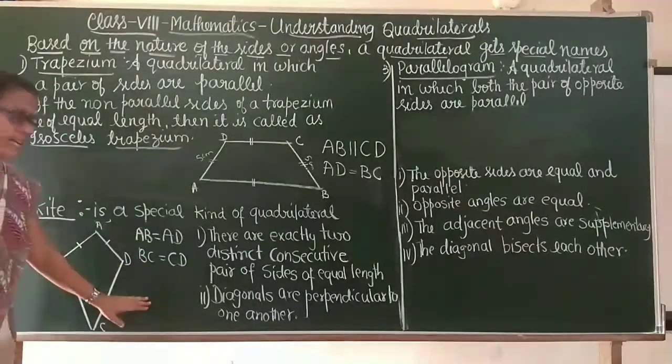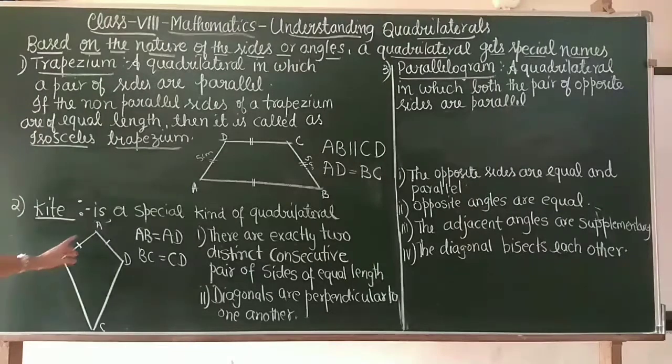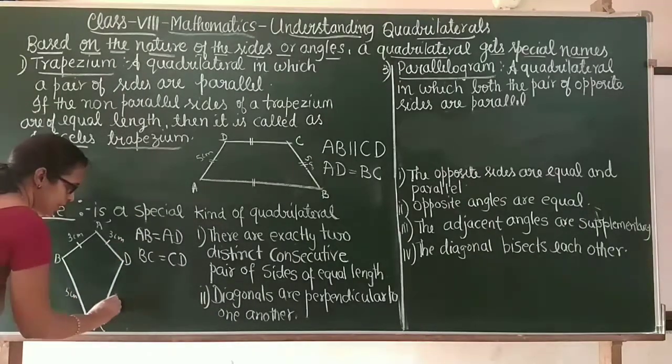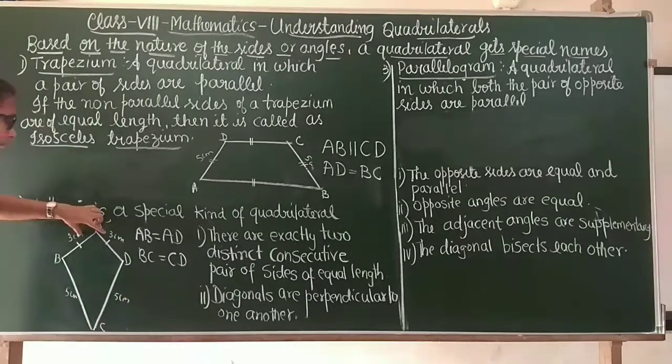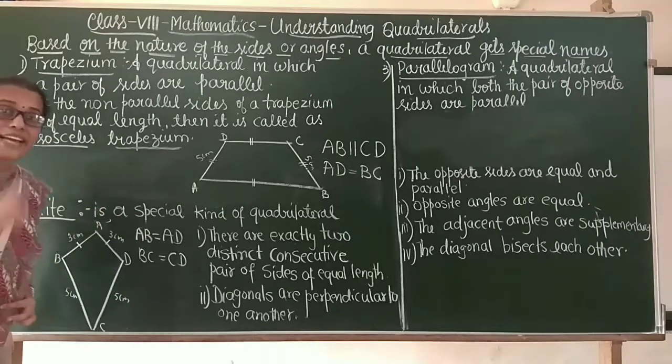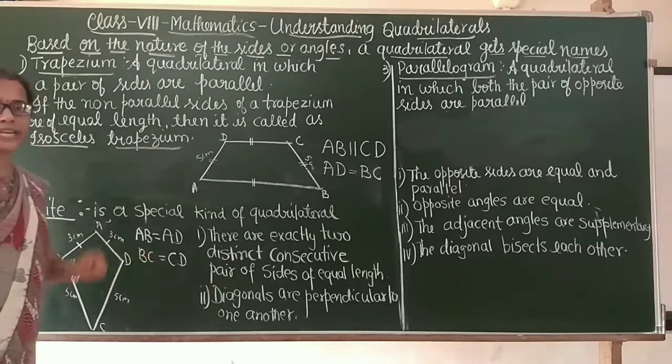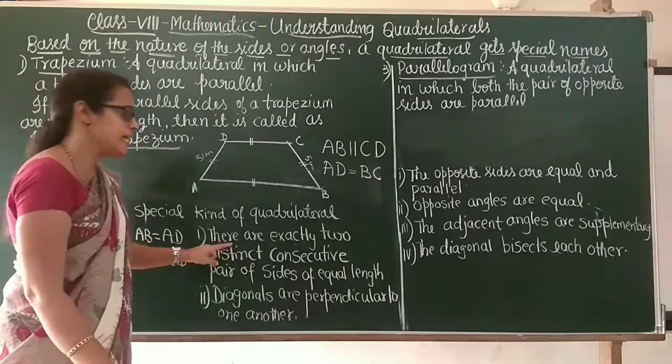So what is this, children? AB is equal to AD, and BC length, how much is it? DC has that much length. If it is 3 centimeters, this is also 3 centimeters. If it is 5 centimeters, then this is also 5 centimeters. So distinct pairs have equal length. AB is equal to AD, BC is equal to CD. What is the property it says?